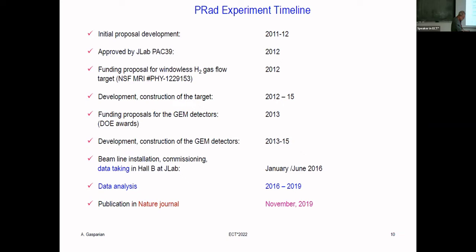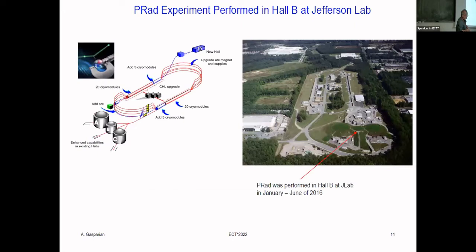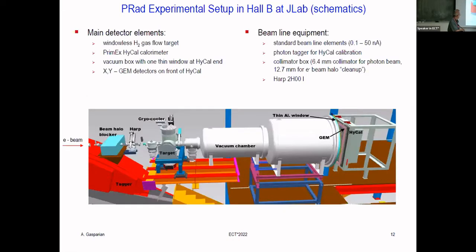The experiment proposal started in 2012. We started putting everything together in the 2016 winter, and by summer we already had the data, and it took 3 years before we published in Nature in 2019. It was at Jefferson Laboratory. That's just an aerial view of Jefferson Laboratory here. The experiment was done in Hall B, the smallest hall, Hall B. I may have some pictures of a close part of that one.